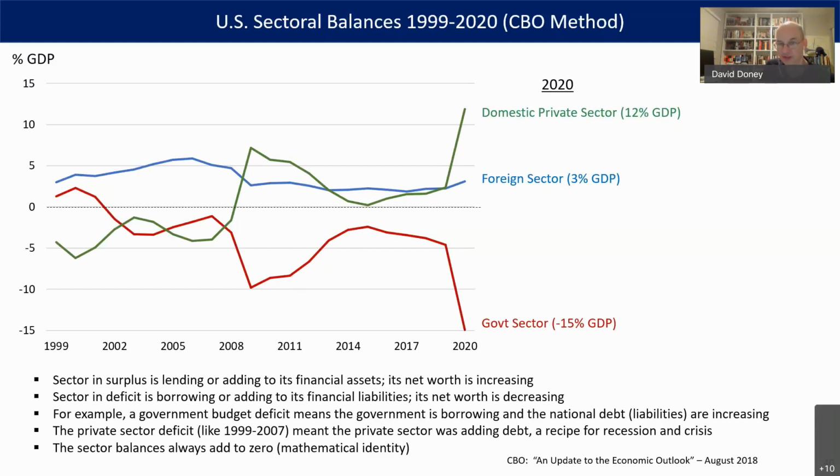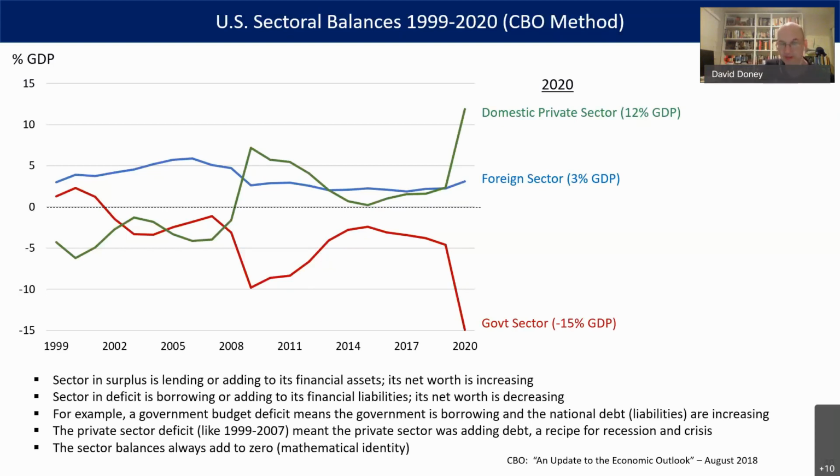So the domestic private sector, they've taken this big injection from the government, and they're buying stuff. They're buying stocks. They're buying bonds. They're paying off debt. They've got it sitting in their savings account. The private sector's net worth has been going up because the government gave them the money. On the other hand, the government, the next bullet, a sector in deficit is borrowing or adding to its financial liabilities. Its net worth is decreasing. The government has issued an enormous amount of bonds. It's lending, I'm sorry, it is borrowing the money and using that.